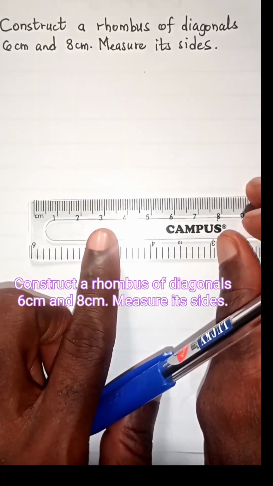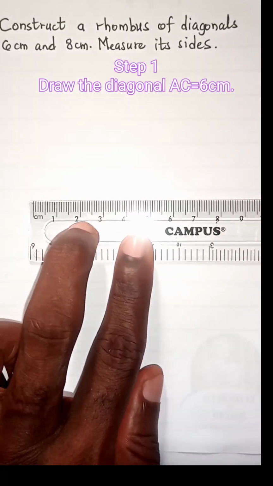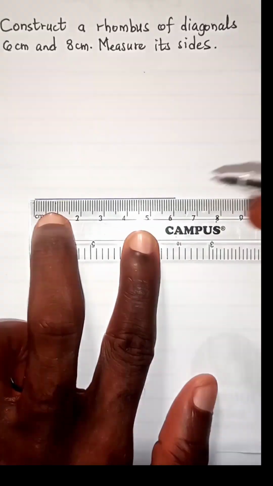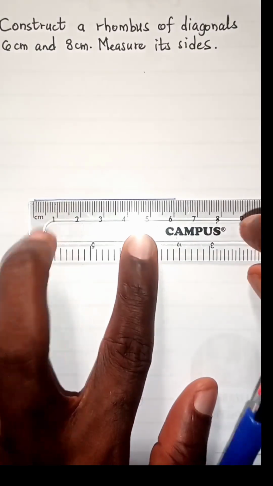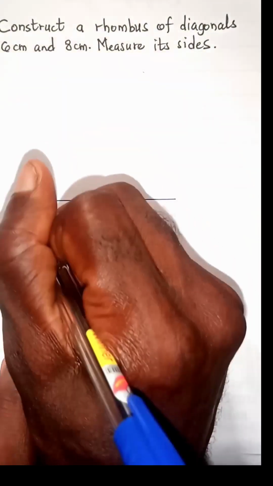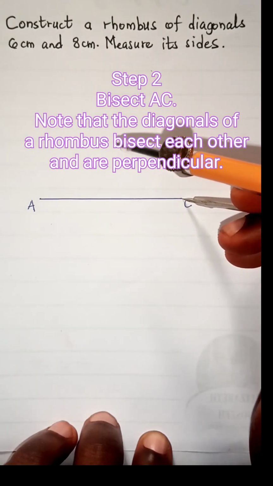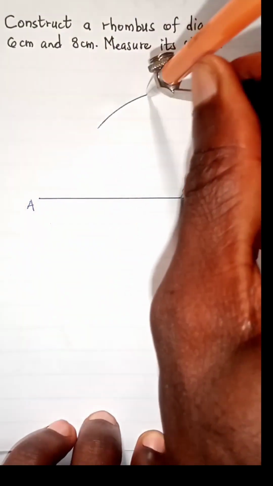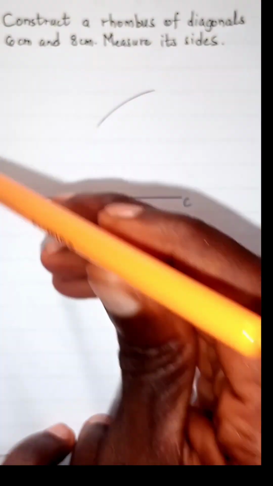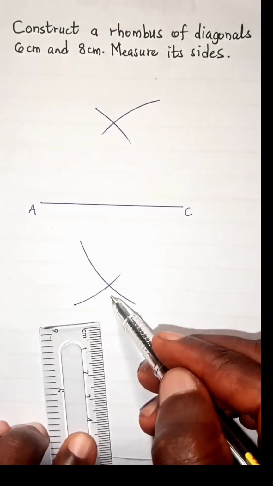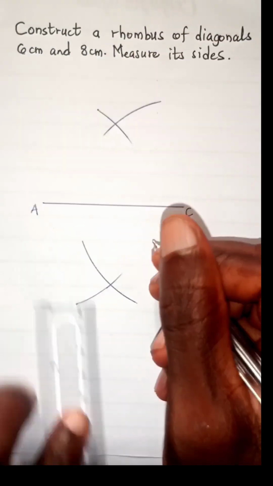Now the applications. We're starting by constructing a rhombus whose diagonals are given. So the diagonals are 6 centimeters and 8 centimeters. Now we draw the first diagonal AC, which is 6 centimeters. Then we bisect this diagonal AC. Note that the diagonals of a rhombus bisect each other and they meet at right angles.